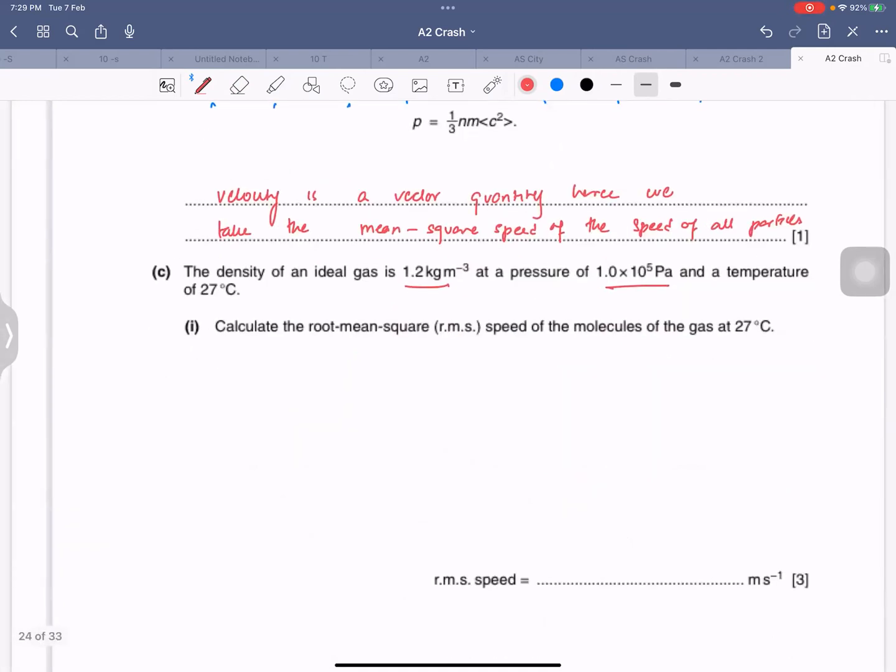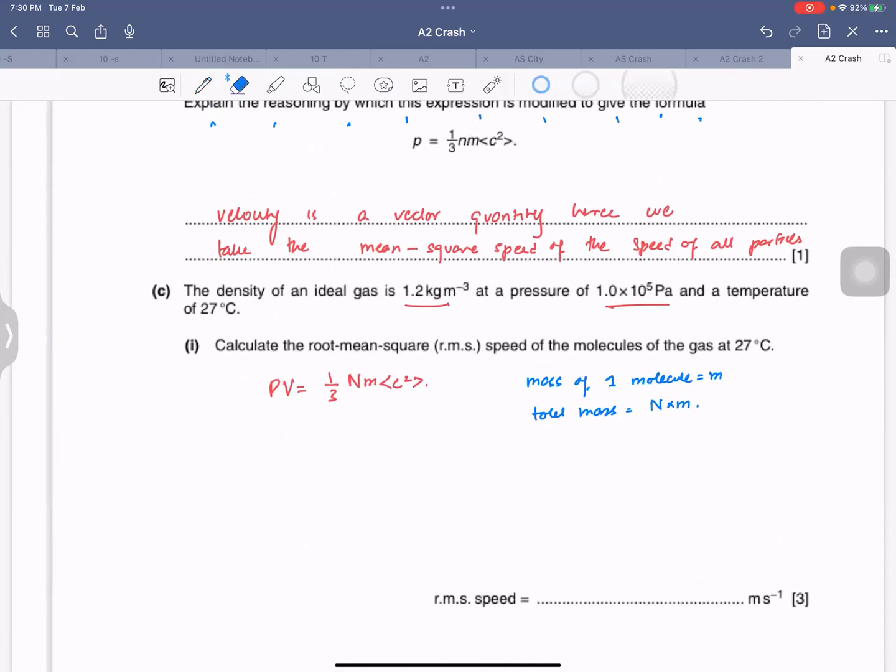Now, this is something that I wanted to discuss with you a bit. If you look at the formula, PV is equal to 1 by 3 NMC square, right? You guys agree? Now, if the mass of one molecule is m, then the total mass has to be the number of molecules times the mass of one molecule. Do you guys agree? Okay, everyone.